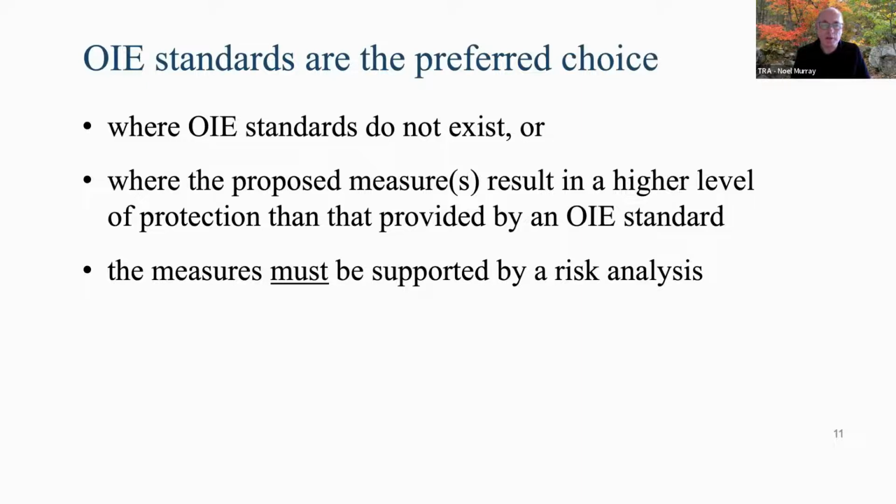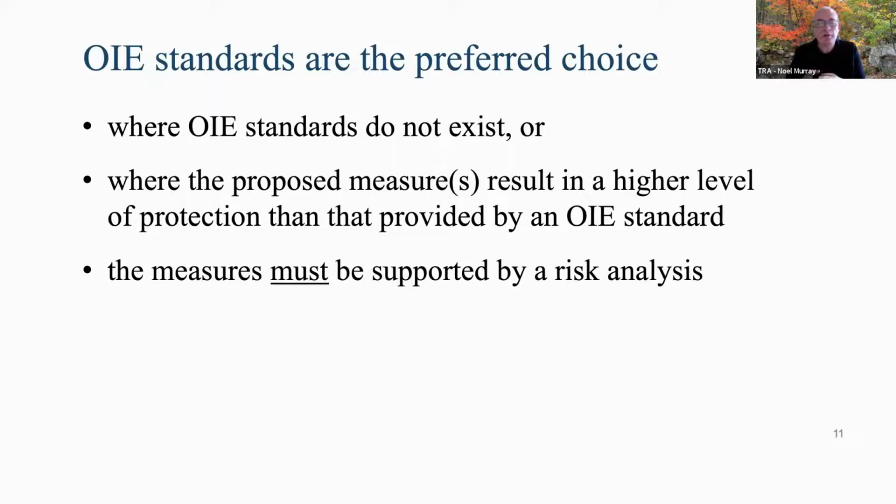Obviously, the OIE standards are the preferred choice, and where they don't exist or where the proposed measure results in a higher level of protection than that afforded by the OIE standard, then the measure itself or the measures must be supported by a transparently documented risk analysis.